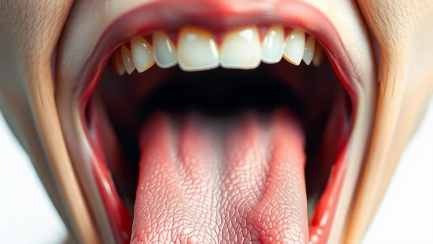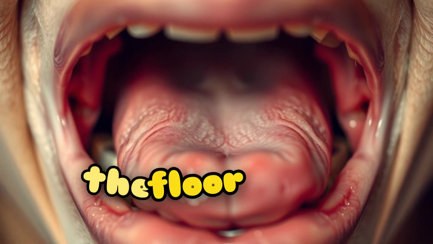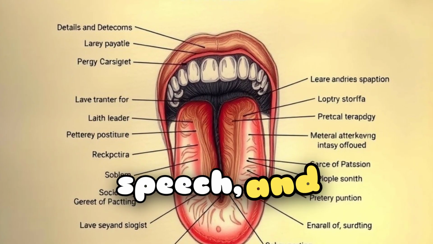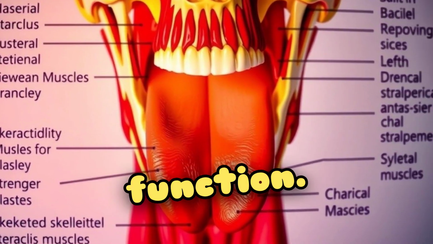Let's talk about the tongue. The tongue is one of the 5 sensory organs. It is the muscular organ situated in the floor of the mouth. It is associated with the functions of taste, chewing, speech, and deglutition. The tongue comprises skeletal muscles, which are voluntary in function.